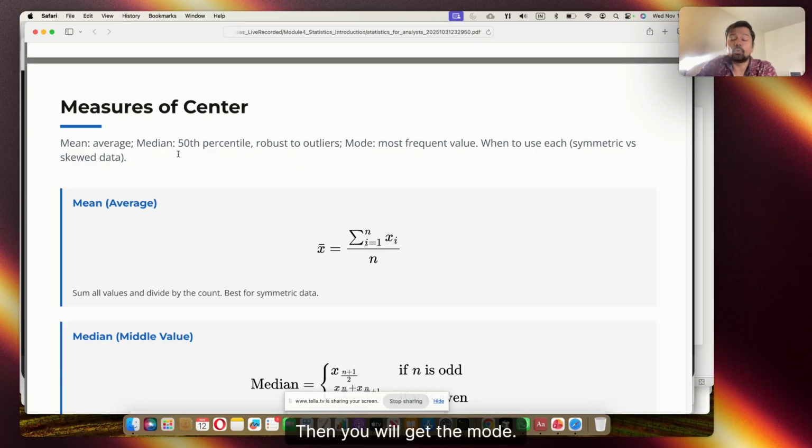Then you will get the mode. Mode is all about getting the most frequent value. So mode can be used for categorical variables and numerical variables. When you are given multiple values, it will identify which value is the most frequent, and that is your mode.